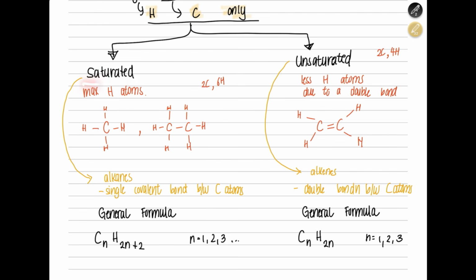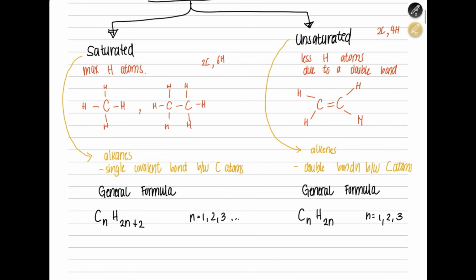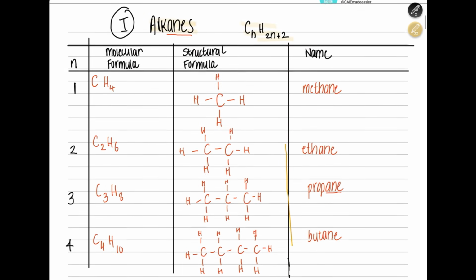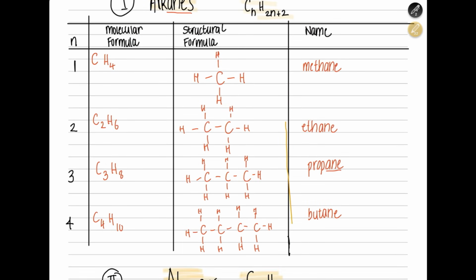Now, the saturated hydrocarbons are known as alkanes. They have single covalent bonds between carbon atoms, while unsaturated hydrocarbons are known as alkenes. They have a double bond between carbon atoms. The general formula for alkanes is CnH2n+2, where n is the number of carbons, and the general formula for alkenes is CnH2n.